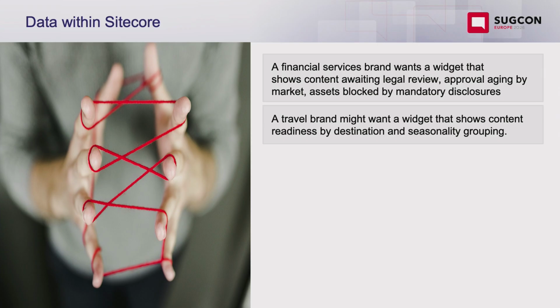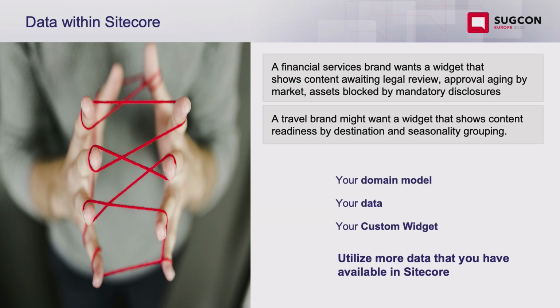Another use case is of a travel brand, and they want a widget that shows content readiness by destination and seasonality grouping. Great use cases, but very tailored to those specific industries and brands' experiences. But the good thing is that data already resides in Sitecore. Now, it is your domain model, it is your data. You're free to go in and build your own custom widget and see that on the brand dashboard.